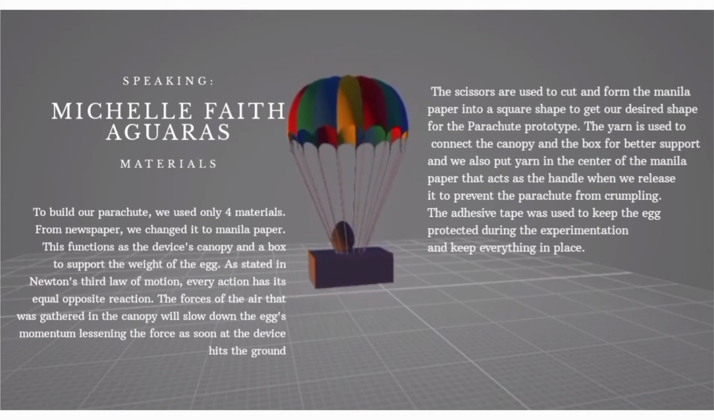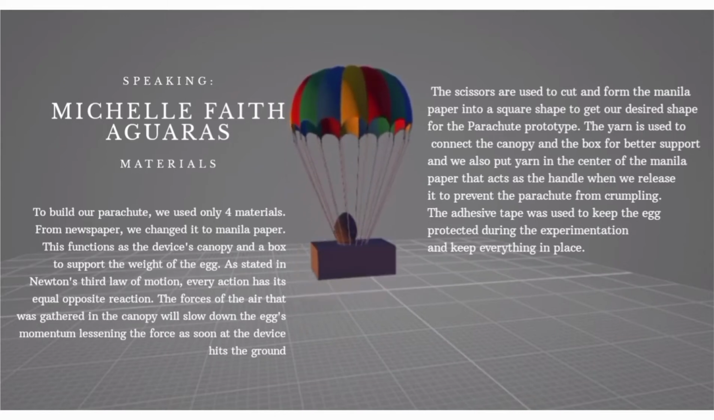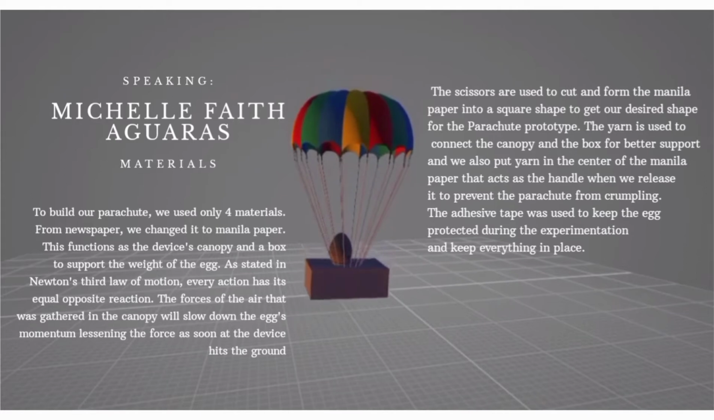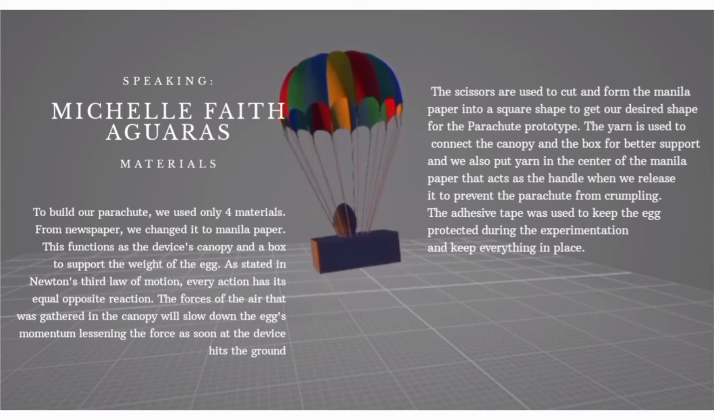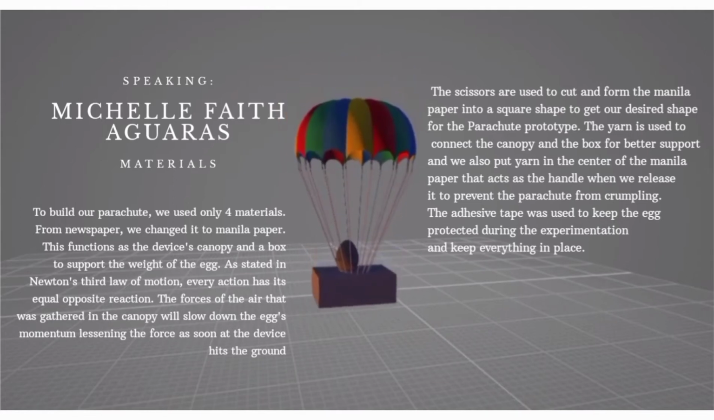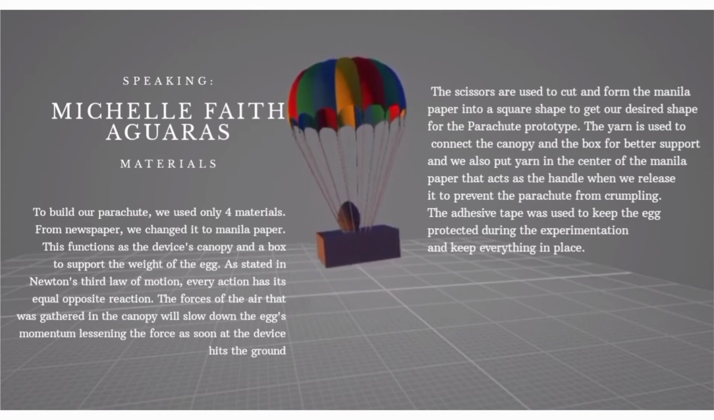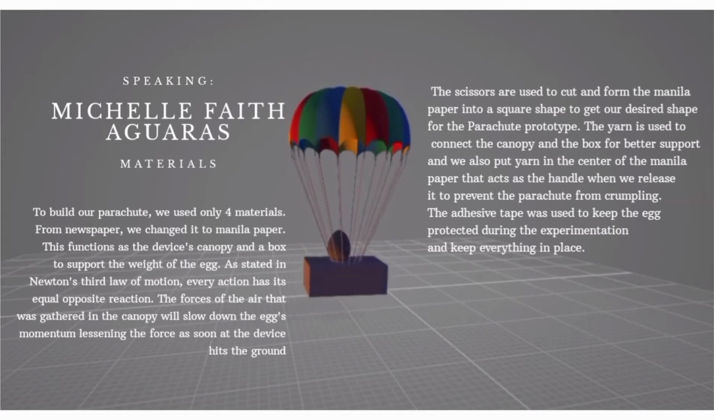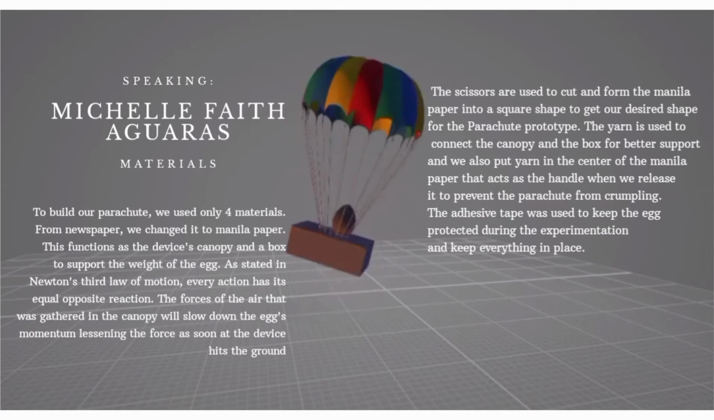The scissors are used to cut and form the Manila paper into a square shape to get our desired shape for the parachute prototype. The yarn is used to connect the canopy and the box for better support, and we also put yarn in the center of the Manila paper that acts as the handle when we release it to prevent the parachute from crumpling. The adhesive tape was used to keep the egg protected during the experimentation and keep everything in place.